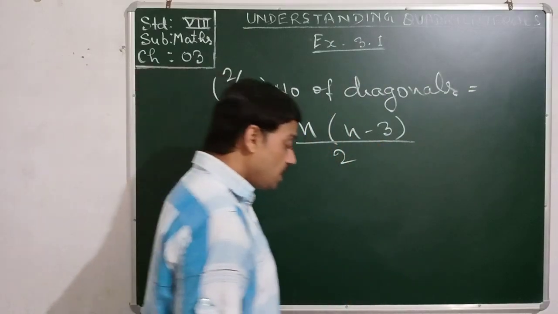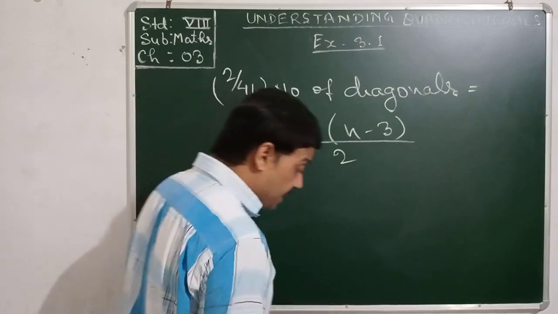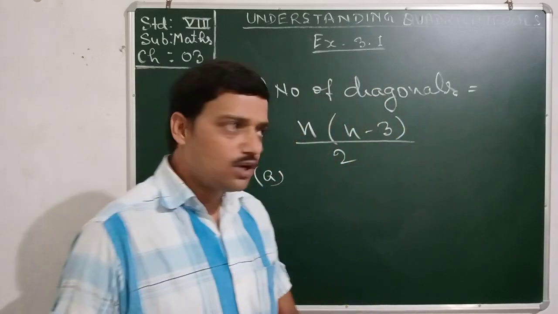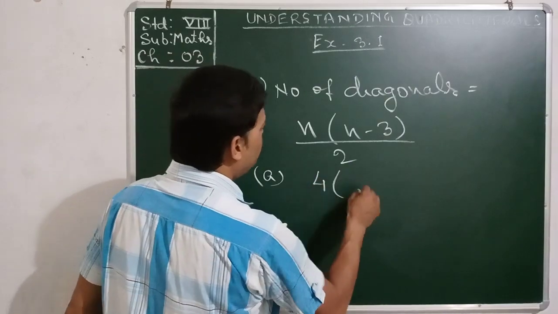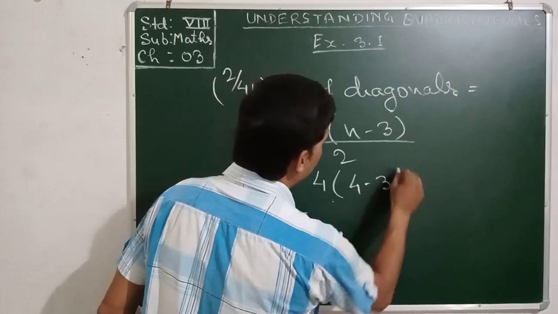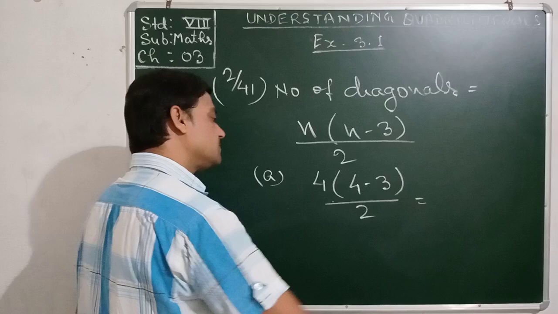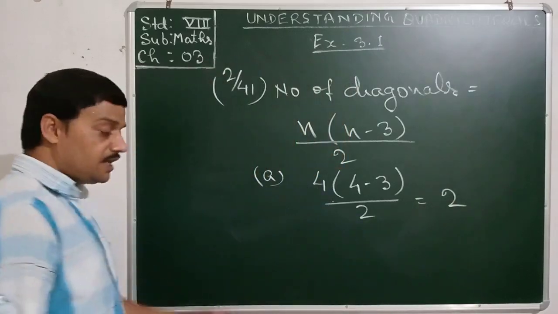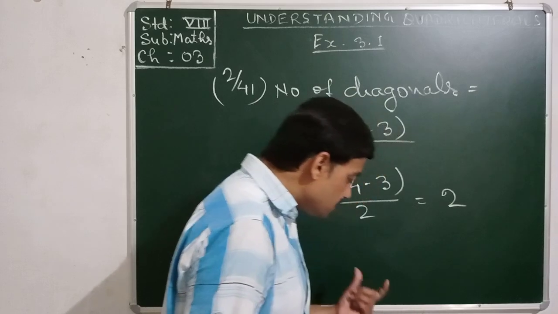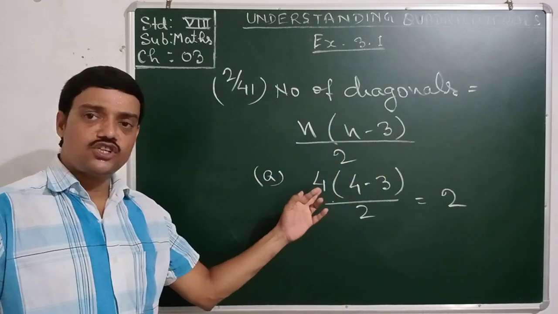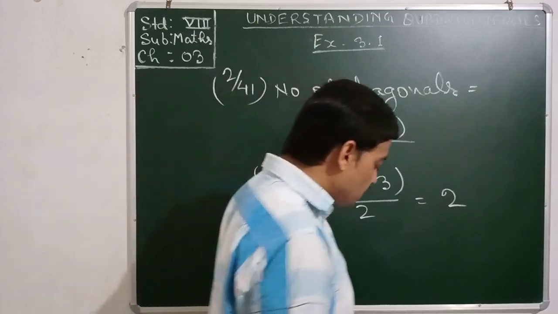So, in the 2 number sum, number A, convex quadrilateral, number of sides 4, so number of diagonals will be 4 into 4 minus 3 by 2. Calculate it, you will get 2. In this way, you will solve the B and C also. As there is a hexagon, that means instead of 4 you will write 6 and calculate it and so on. Come to the 3 number.